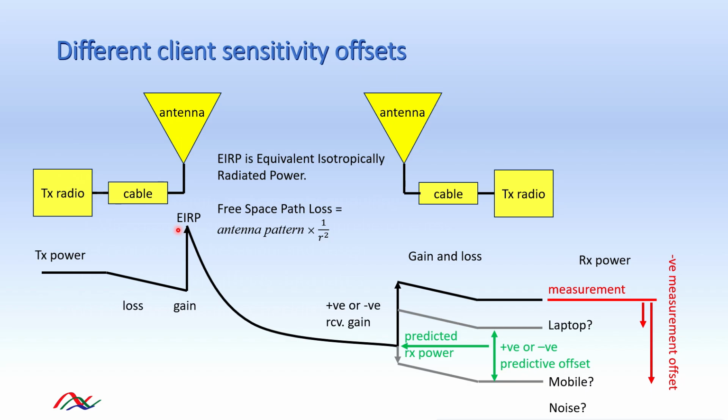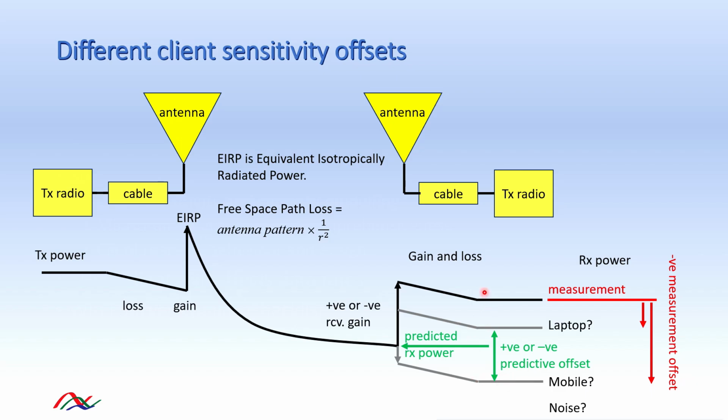The area of the edge of a sphere is equivalent to the power you're measuring. It drops following an inverse square law of 1 over r squared, where r is the distance from the centre. So the raw receive power level drops by the antenna pattern times 1 over r squared. At the client, the raw receive power then goes through the receive antenna and circuitry, which generally results in an overall gain, but sometimes results in an overall loss.